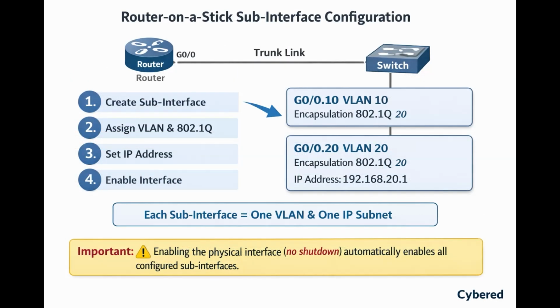Basic steps to configure router on a stick. Create a sub-interface on the router. Associate it with a VLAN ID using 802.1Q encapsulation. Assign the default gateway IP address and enable the physical interface. Each sub-interface represents one VLAN and one IP subnet. Enabling the physical interface with no shutdown automatically enables all configured sub-interfaces.